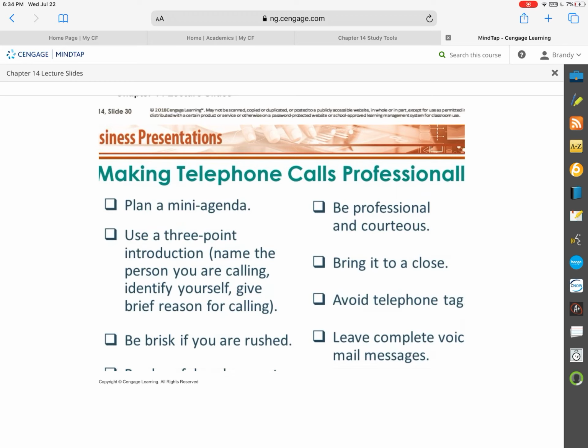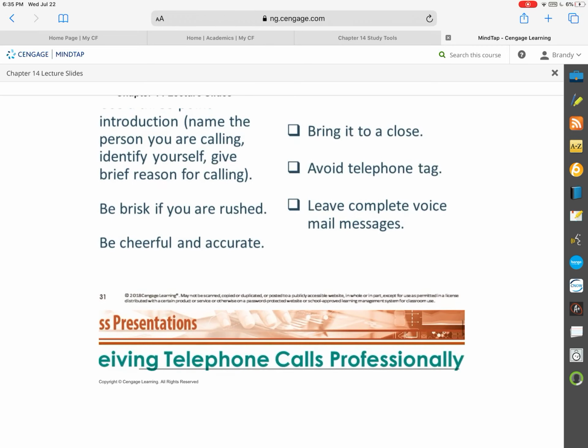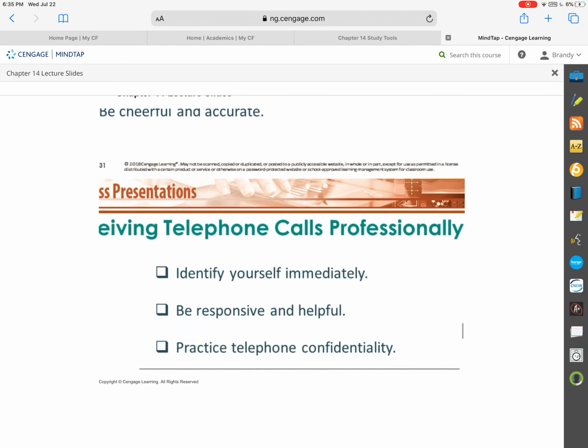And then the last few slides are on how to make a really good phone call. I know that sounds kind of funny, but you would be surprised at the people that do not know how to do good phone calls, and that can really make or break you in the professional world. So sometimes you might need a little mini agenda. Know how to leave a really good phone voicemail so that you get what you need back. They use a 3-point introduction system that's really good. Make sure you're able to bring it to a close the way that you're supposed to.